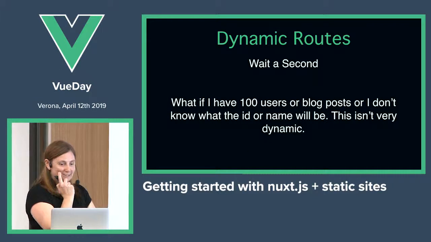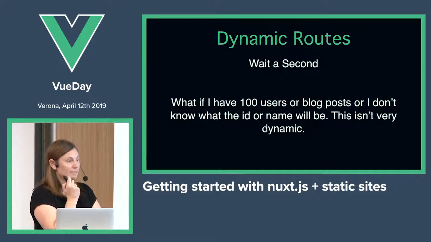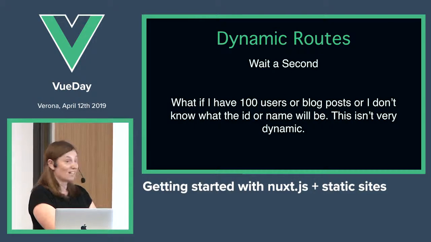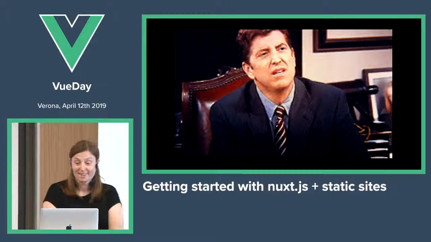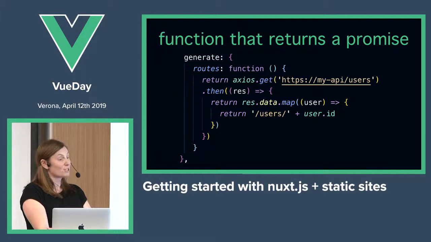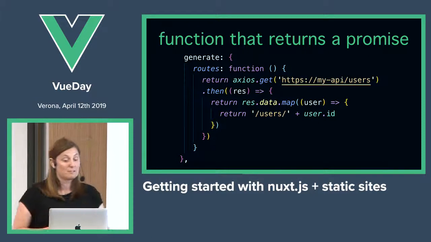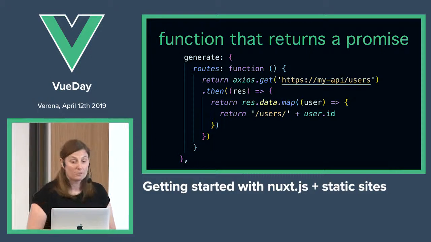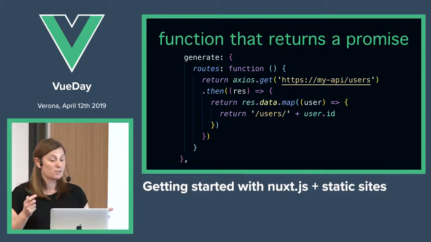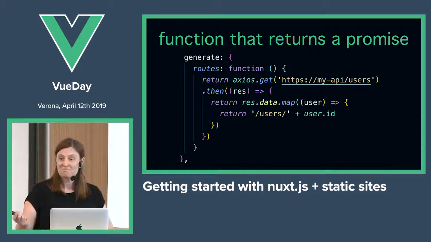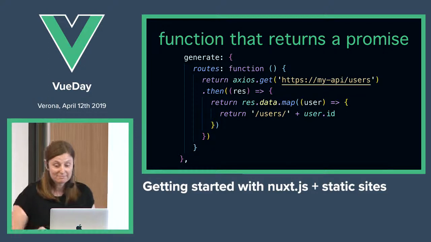But wait a second. What if I have 100 users or blog posts, or I don't know the name of the ID, what the name will be? It's not very dynamic, right? So you just use a function that returns a promise. Okay, in generate, you call your routes, and you use a function, basically return the Axios, get your users from your API, and then return the data, map over the users, and you get your user, return users plus user ID. That's it. If there's 100 in your API, you get 100 routes. If there's 1, you get 1.